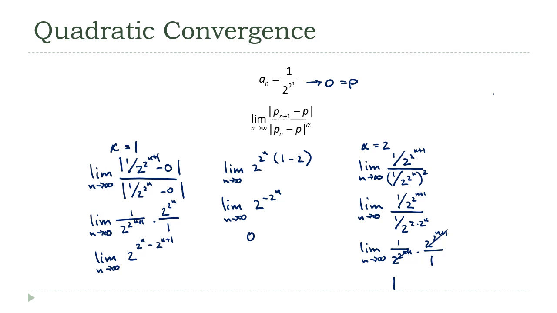Now, you're welcome to try this again, right? You can try this with alpha equals 3, and if you work through the limit, you'll see that that limit does diverge, right? So the best we can do is alpha equals 2, quadratic convergence.